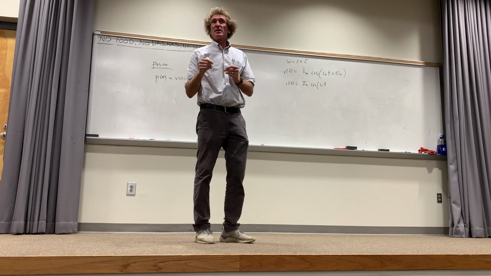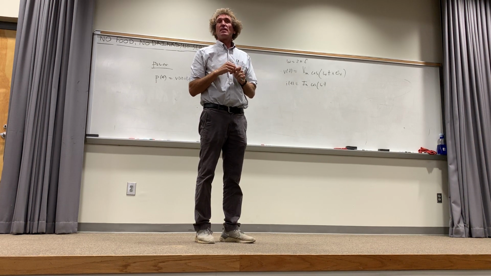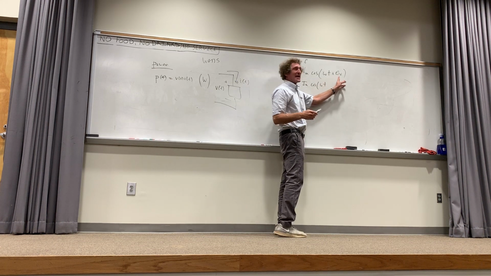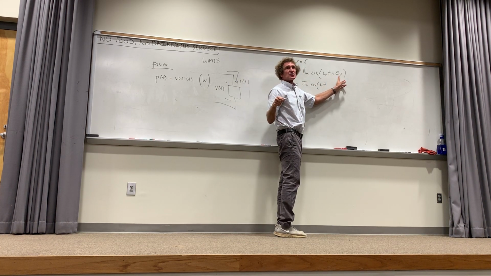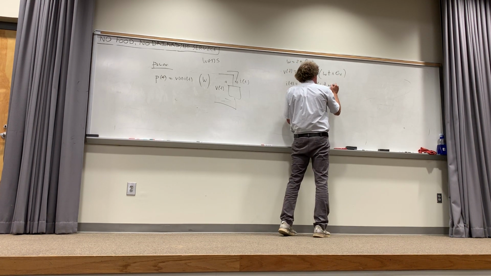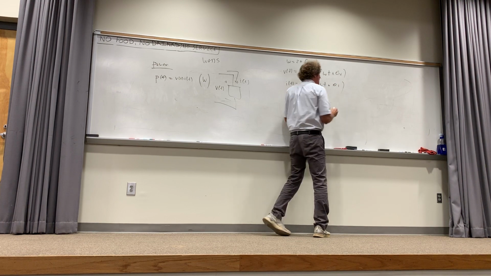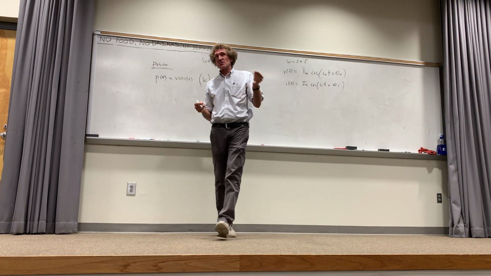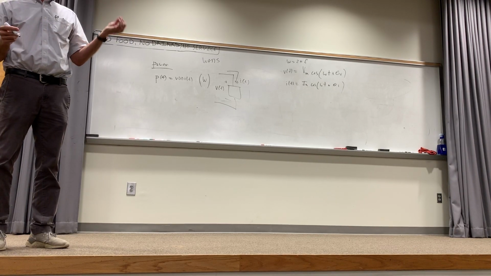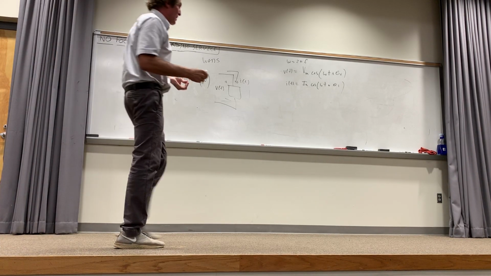Yes? What's the parentheses for? It's omega t plus some angle, theta sub v. It's just an arbitrary angle, and it's usually 0. And this is going to be omega t plus some theta i. Now, theta v is just an angle associated with the voltage. It's usually 0, but not always. And theta i is the angle associated with the current.